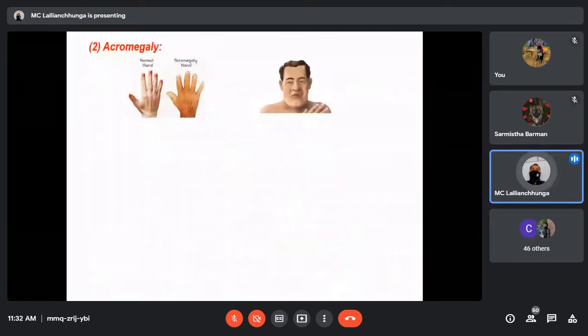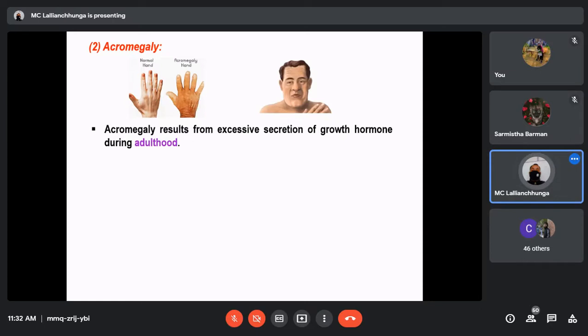Now number two, excessive secretion of growth hormone. That is the acromegaly. So this condition is occurring during adulthood. Excess secretion of growth hormone during adulthood, then what will happen? The reason is usually the result of benign pituitary tumors. When there is pituitary tumors, it means, as I told you, somatotrophs, they will also increase in number. They will secrete large number of growth hormone. But this is happening during adulthood.